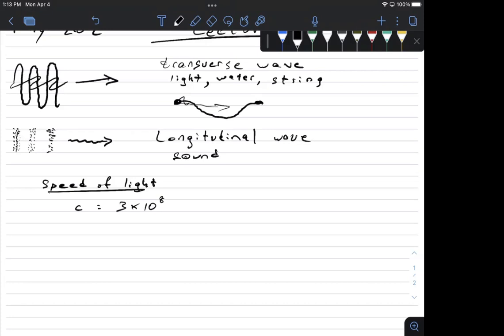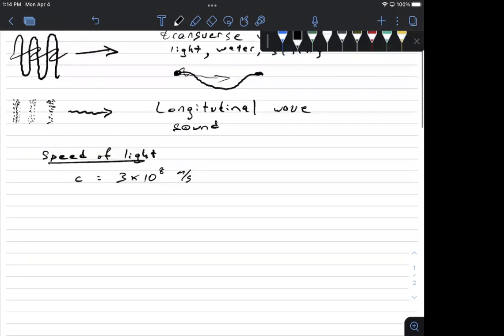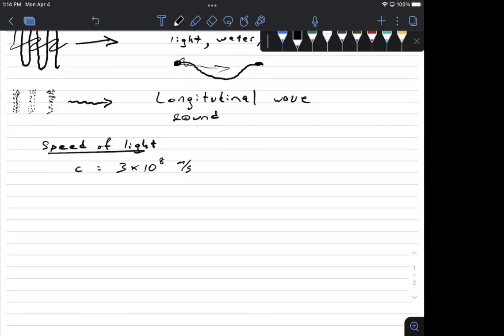So obviously there's an actual decimal representation. It's not an exact number, but this is close, because it's really more like 2.98 times 10 to the 8th. But we're going to use 3 just to make it easier on the math. So 3 times 10 to the 8th meters per second. That's how fast light moves, and it always moves at this speed no matter what.